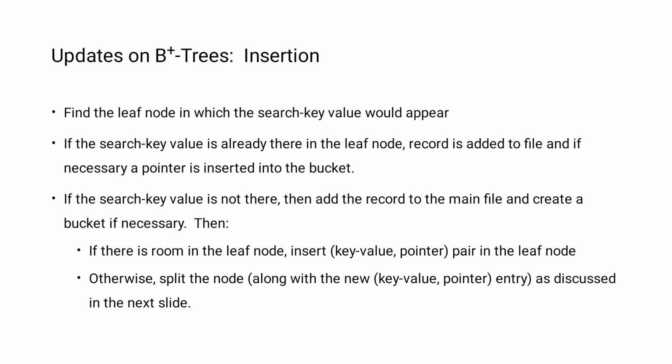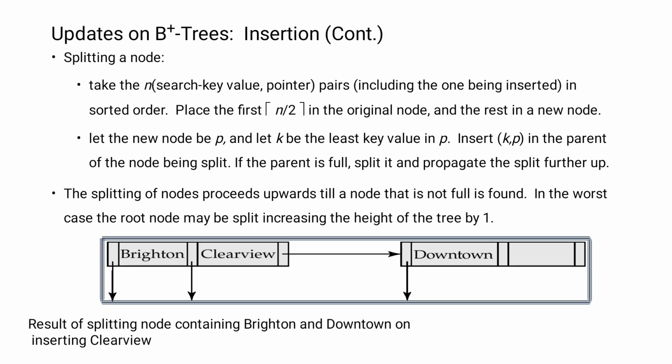If there is space in the leaf node, we should insert the key value and pointer in the leaf node, otherwise we have to split the node. For splitting a node, take the n pairs in sorted order and place the first ceil of n by 2 in the original node and the rest in a new node. Let the new node be P and let K be the least key value in P.